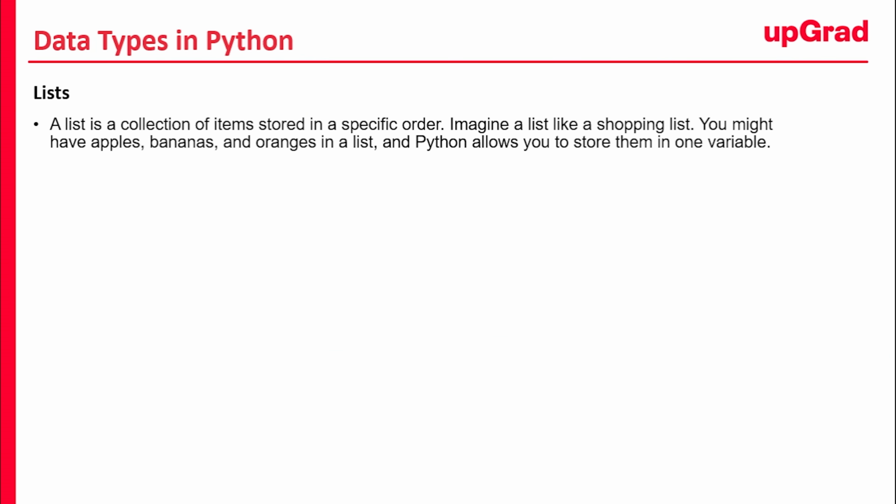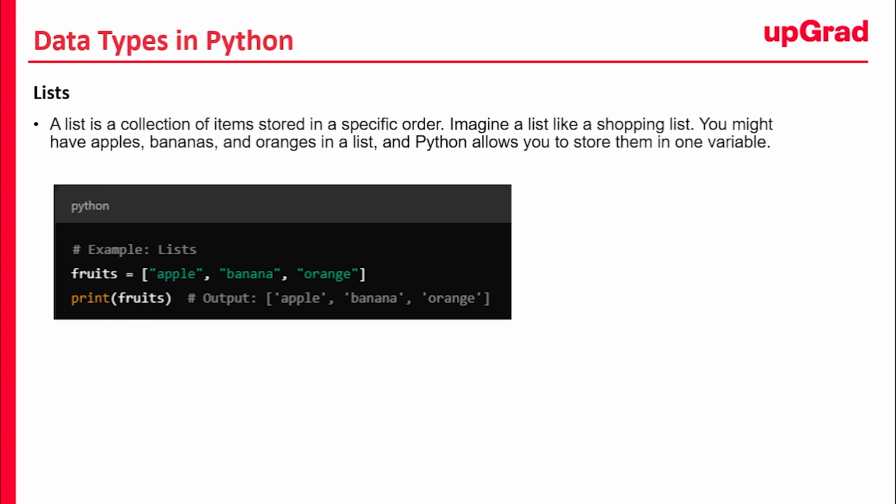The next set that we are talking about is lists. So let's move on to lists. A list is a collection of items that are stored in a specific order. Imagine a list to be like a shopping list. You have apples, bananas, oranges in a list, and Python allows you to store them in one variable. I will show you how to do that in Python.